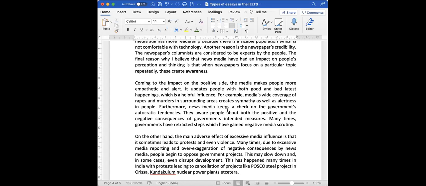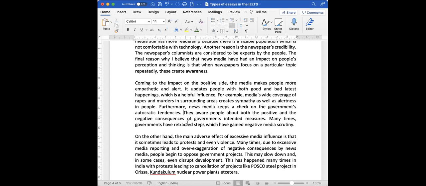Furthermore, news media keeps a check on the government's autocratic tendencies. अब सरकार कोई ऑटोक्रेटिक टेंडेंसीज करती है तो मीडिया उस पर चेक करती है. मोदी जी ने किसानों के साथ जो किया, तो मीडिया ने क्या किया? मीडिया ने वो सारा दिखाया. तो गवर्नमेंट फिर एक्टिंग. क्या हुआ रिजल्ट? मैम वायलेंस एंड प्रोटेस्ट्स. उसका रिजल्ट क्या हुआ? ऑटोक्रेटिक टेंडेंसीज पे चेक हो गया, उसको वापस लेना पड़ा.